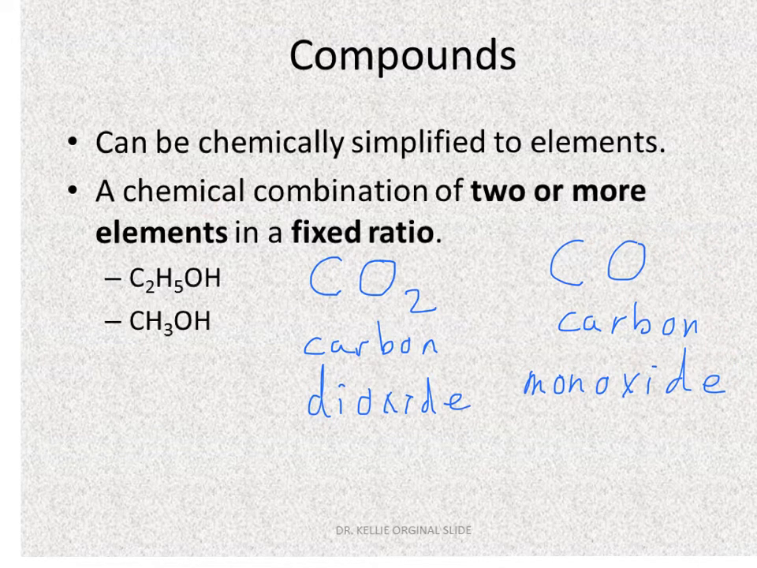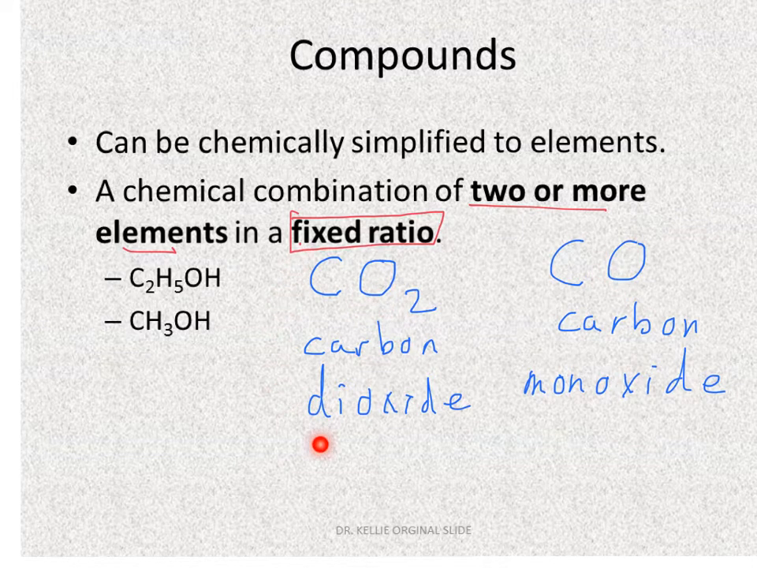The definition of a compound says that it's a chemical combination of two or more elements in a fixed ratio. The identity of a compound is determined by both the elements that make it up and their ratio. In carbon dioxide, you have one carbon and two oxygens. In carbon monoxide, you have one carbon and one oxygen. Different ratios, different compounds, and much different properties, right?